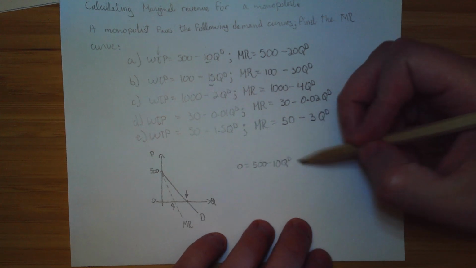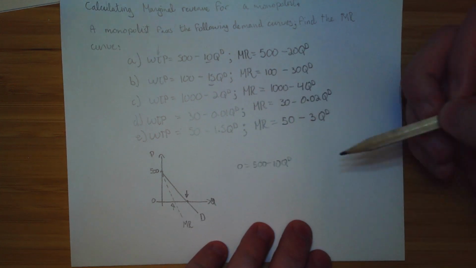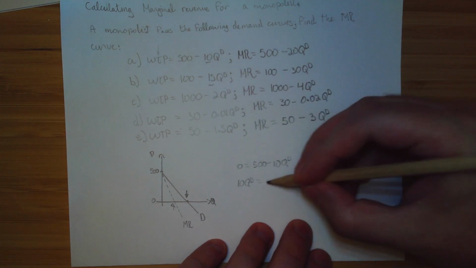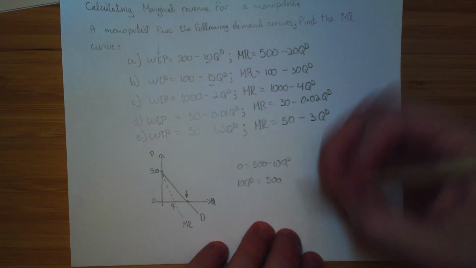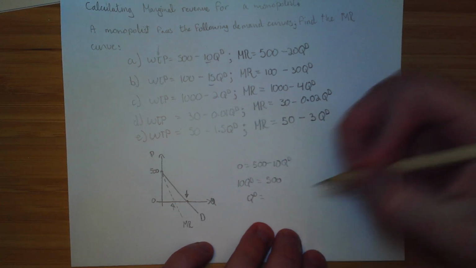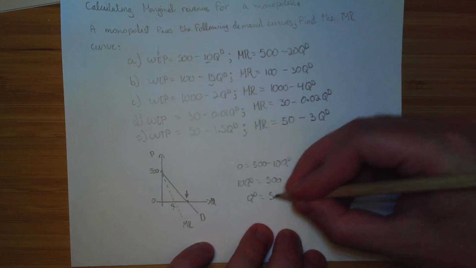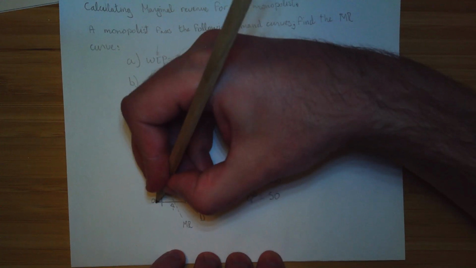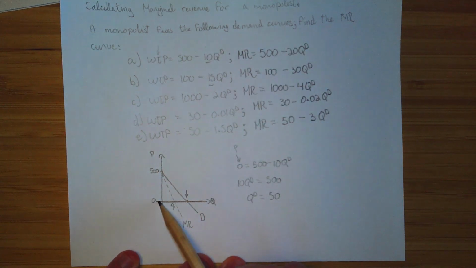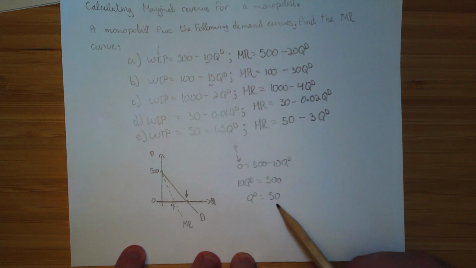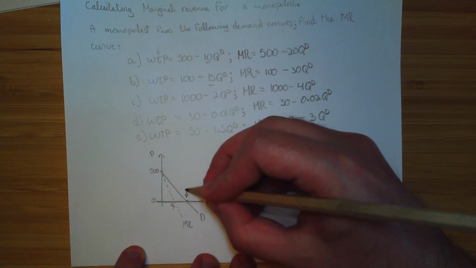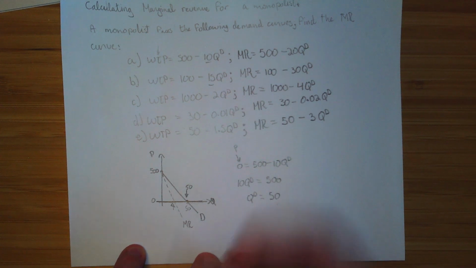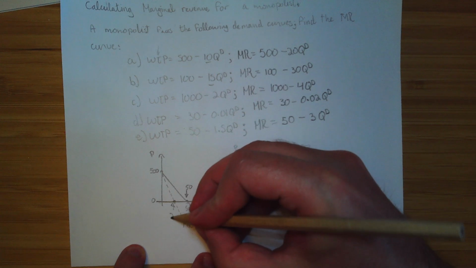Okay, 500 minus 10 QD. And then we solve for 0. That would give us 10 QD is equal to 500. And that would give us QD is equal to 500 divided by 10, 50. Okay, so when the price is 0, on this line here, the quantity demanded would be 50. So this would be 50 here, right? That number here is 50. I already know that this point here should be 25.